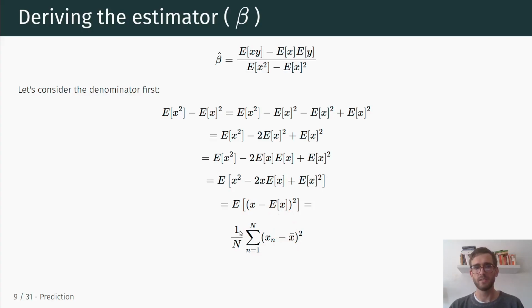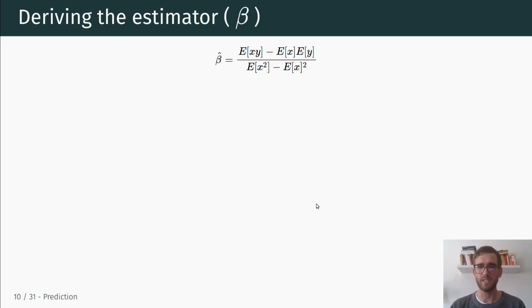Okay, so that means the denominator that we have down here, even though it doesn't directly look that way, is essentially equivalent to 1 over n times the sum from n equals 1 through N of xn minus x bar squared. Okay, so now we have basically rewritten the denominator of our beta estimate, or of our beta estimator. Now we do the same thing. We follow the same strategy for the numerator.